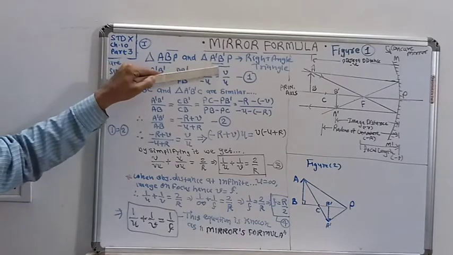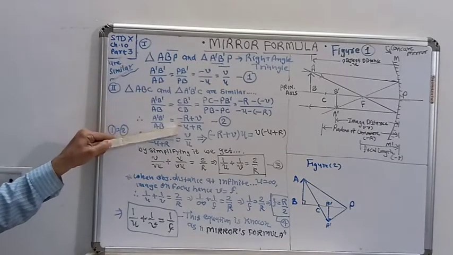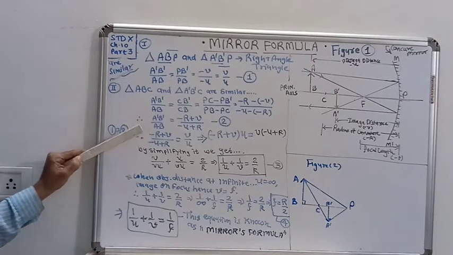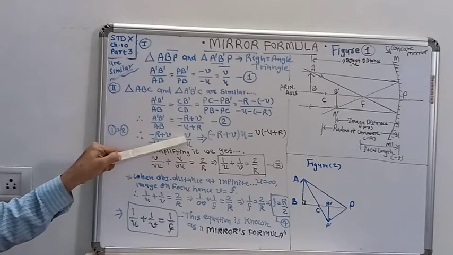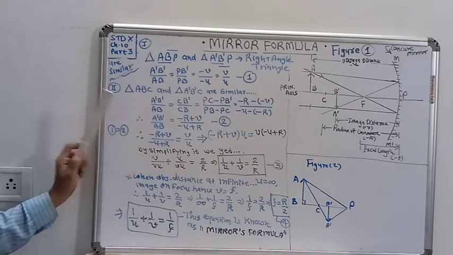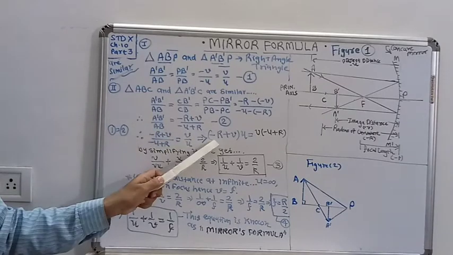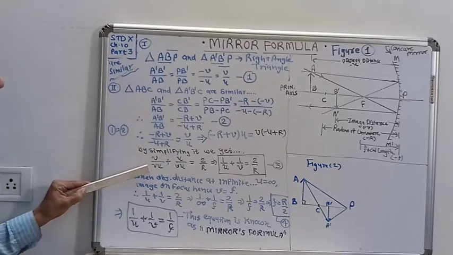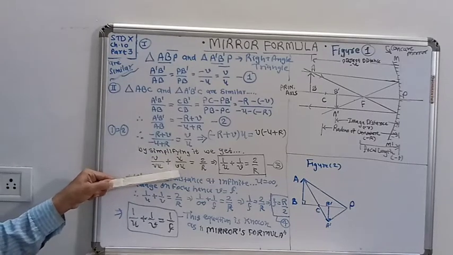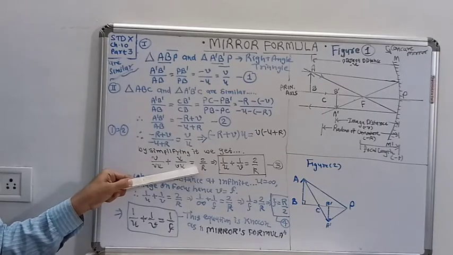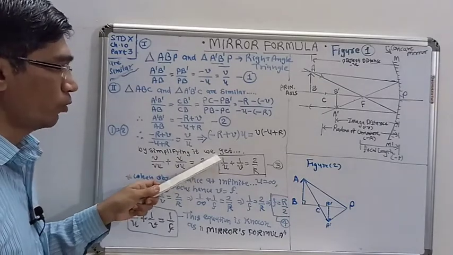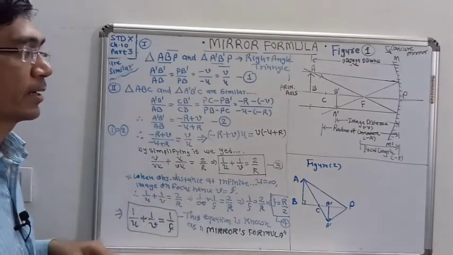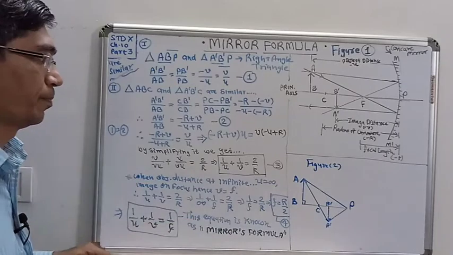So we can write V upon U is equal to minus R plus V upon minus U plus R. So minus R plus V into U is equal to V into minus U plus R. So by simplifying this equation, we get V upon VU plus U upon VU is equal to 2 upon R. So 1 upon U plus 1 upon V is equal to 2 upon R. This is equation number 3.